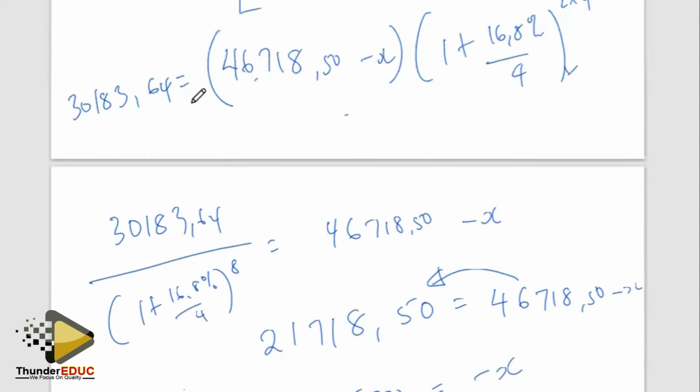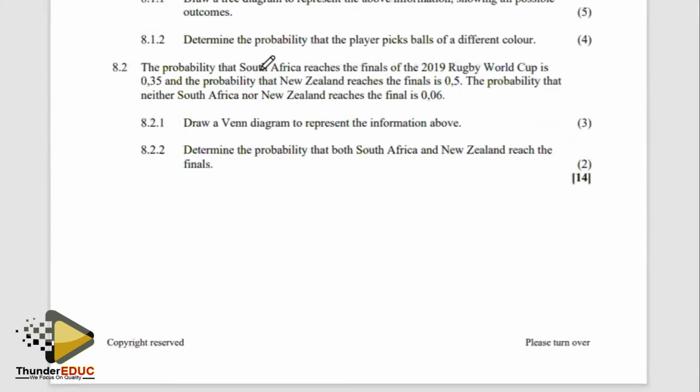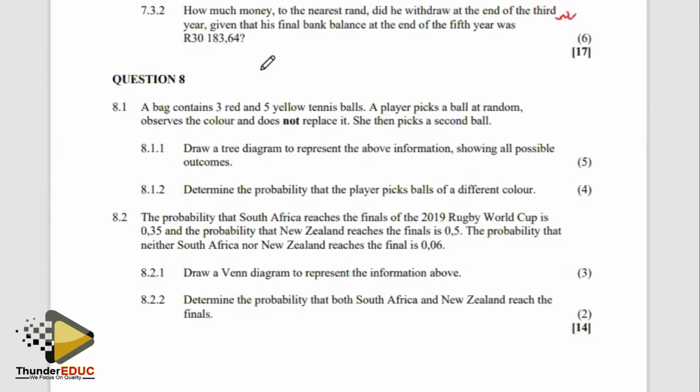That is question number 7, the finals. Question number 8, which is probability, telling us that a bag is containing 3 red and 5 yellow balls. Suppose a player picks a ball at random, observes the color, and then does not replace it. He then picks another. Can we draw a tree diagram to show all the possibilities as well as the probabilities? So I think I can slot it here and say that if the first ball is red, the second one can be yellow.